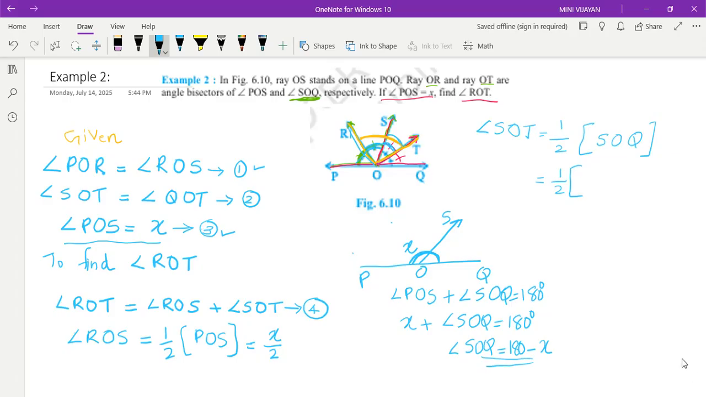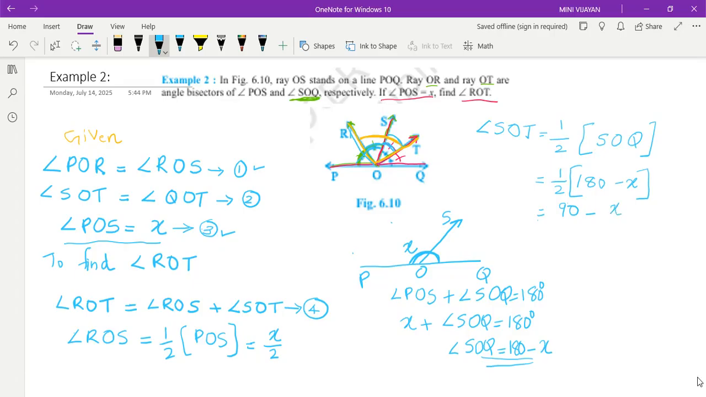So here in this equation, I wrote the same thing which I got from that condition. Here I can write half of 180 minus X. Clear? Just open the bracket and simplify it. It is 90 minus, how to get 90? It is 180 divided by 2, which is 90, and minus when you multiply 1 by 2 with this X.